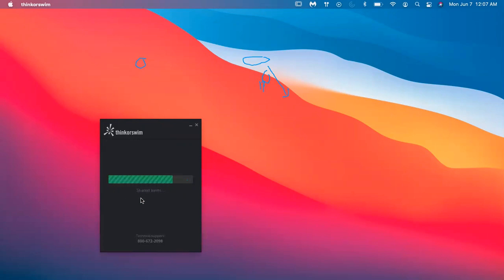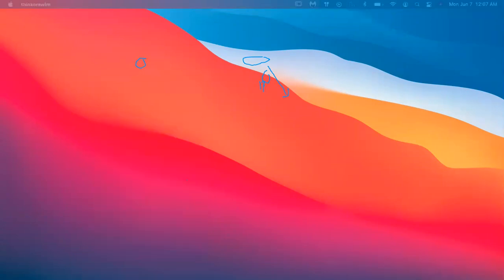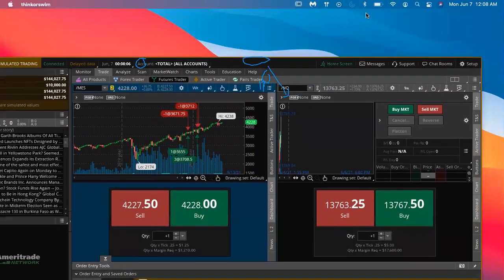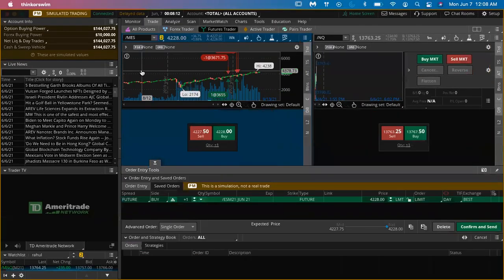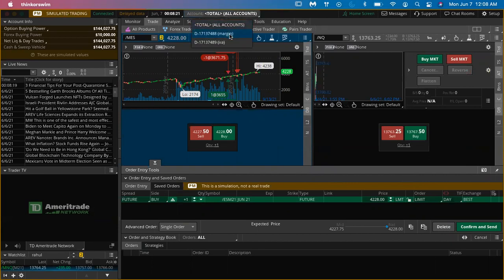Okay, let's see how it goes here. So I have this opened here. Let me print that on the screen. Okay, let me clear all my drawings, and you can see here, I have logged into a simulated trading account. Here you will get two accounts. The first one is margin, the second one is IRA. For margin you will get $20,000. For IRA you will get 100K. So I will show you my margin account.